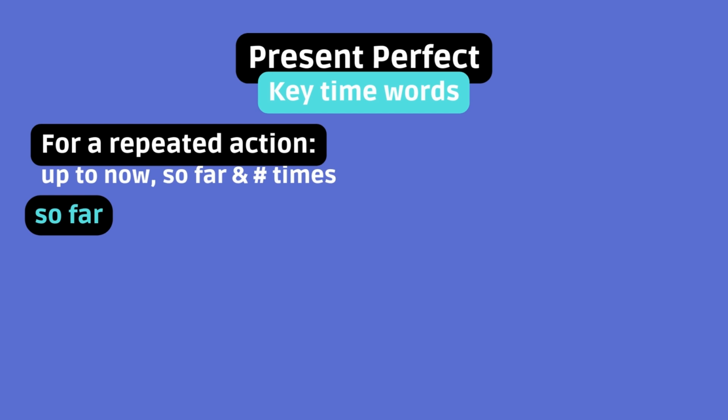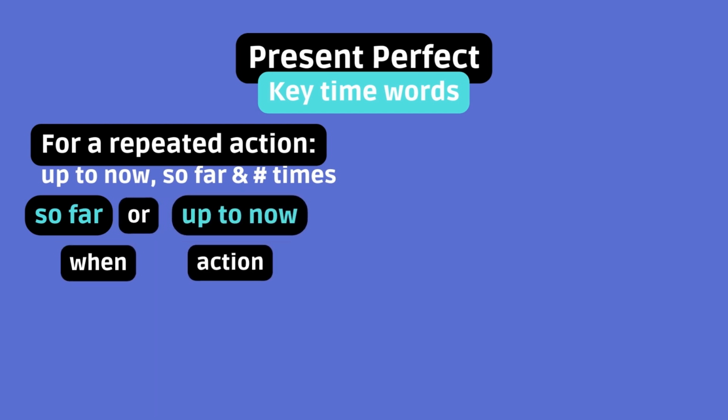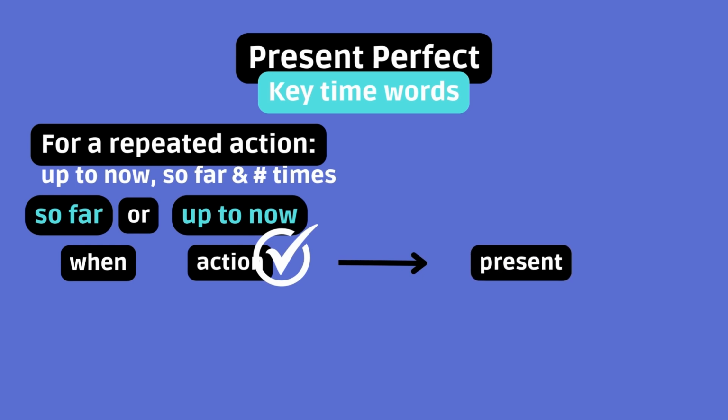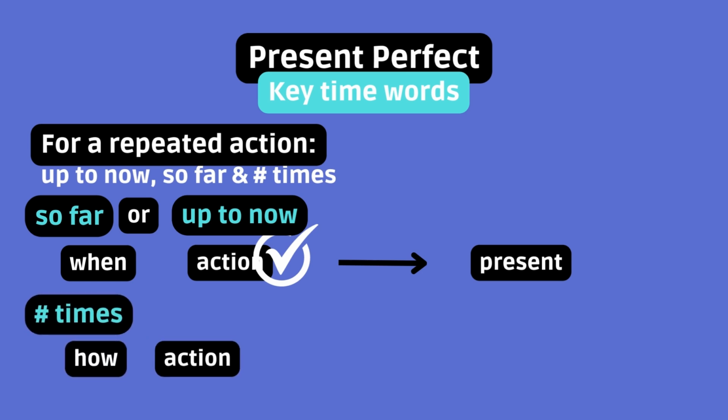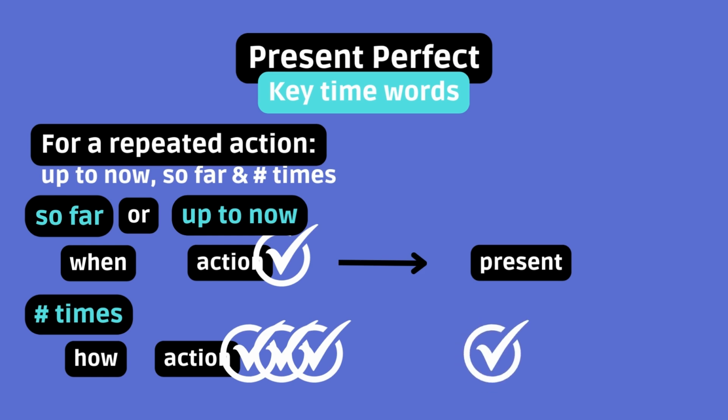Use so far and up to now when an action has happened and progressed until the present. They also imply that the action will happen again later. So far is much more common, but up to now is preferable when the situation is about to come to an end. Use number of times to emphasize how an action happened more than once. And combined with the present perfect, it hints at the action happening again at some point.